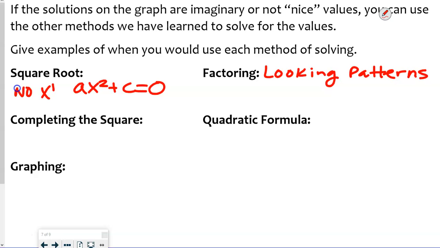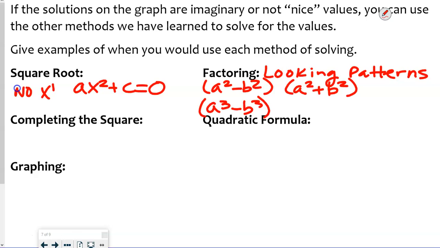Okay, so in this one, we're looking for example, a pattern like a squared minus b squared, right? So two perfect squares subtracted from each other, or a squared plus b squared. That's the one that has imaginary solutions. Or a to the third minus b to the third. Those are the difference of two perfect cubes, or the sum of two perfect cubes, right? These are the types of patterns we're looking for when we're factoring. Now, obviously, you can use factoring other times as well, and you will on the test.